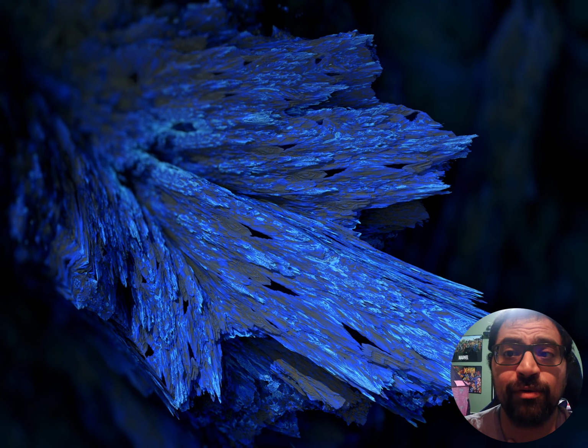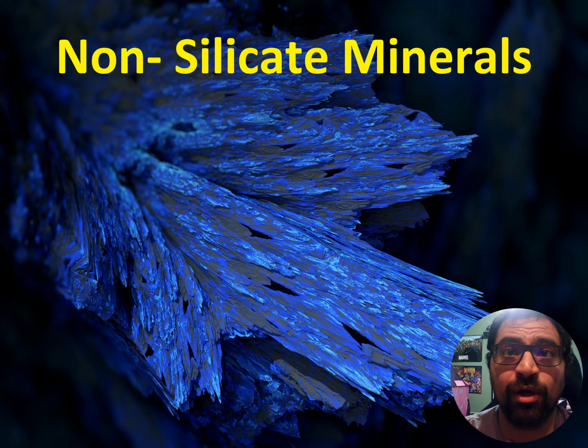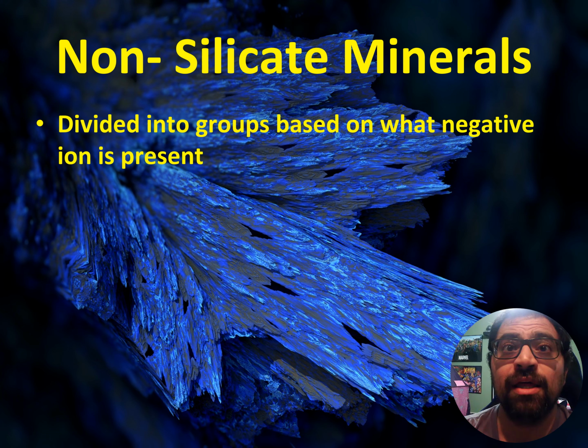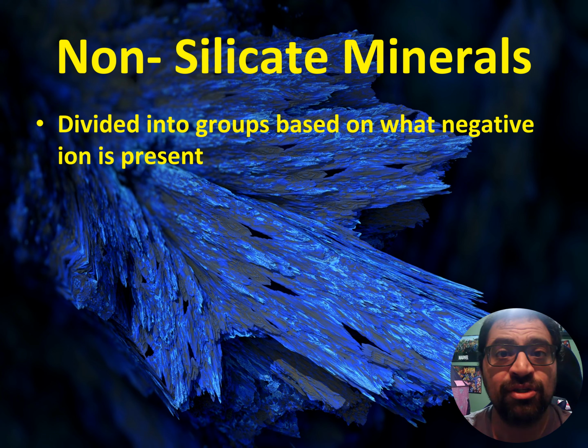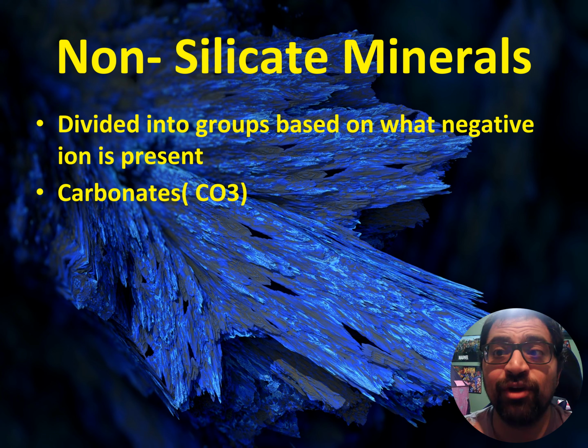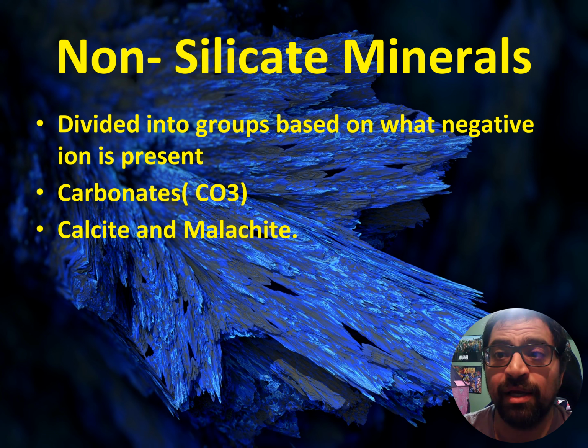So if we're talking about the minerals that don't have silica, we call those the non-silicates because they don't have silica as a primary constituent. The non-silicates are divided into groups based on whatever negative ion is associated with that particular mineral. So for example, if you have carbonate as your negative ion, which would be CO3, we call those carbonates. An example of this would be if you take calcium and carbonate, you make calcite. If you take some copper and some carbonate, you make this thing called malachite.